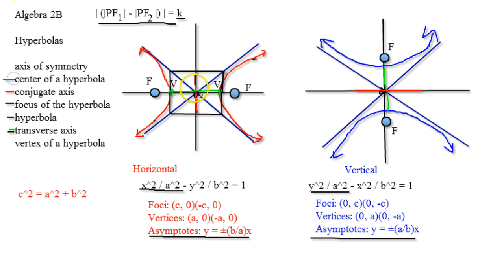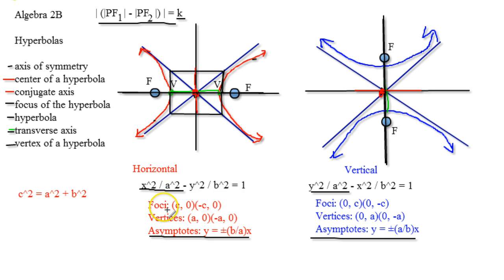For the center of the hyperbola, for our sake, we're just going to deal with them centered at the origin. The axis of symmetry is actually going to be going right through the foci. So it's going to be going in this direction, and this one's going to be going in this direction. And the vertex of the hyperbola, once again, is going to be the vertices of the two parabolas made.